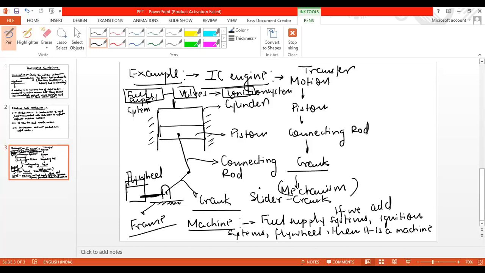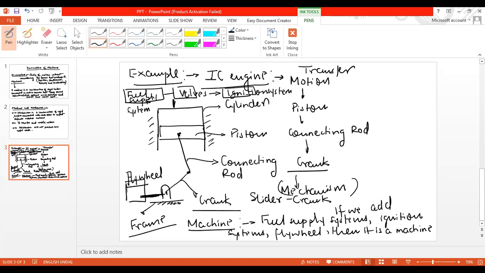So my point is, if you go to the definition, ultimately, if you can call this device a mechanism, the first criterion is that there are links or rigid bodies which are connected. Here you can see the cylinder, piston, connecting rod, and crank. These all are considered rigid bodies, right? In addition, the mechanism should not deliver any useful work. The job of a mechanism is only to transfer motion. Add one more criterion: these rigid bodies should have relative motion with respect to each other, right?